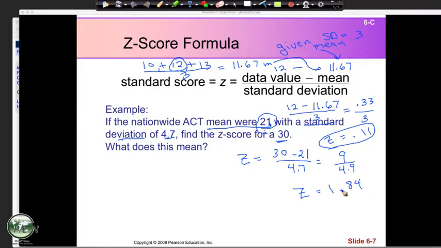Okay, and I'm going to show you how we'll use this. What that is saying is that our score of 30 is almost 2 standard deviations above the mean. See, 1.84, this is measuring in standard deviations. I'm almost 2 standard deviations above the mean. And if you remember that chart, is that a good score? Yeah, that's pretty good. And we're going to turn it into a percentile, which is what percent above.